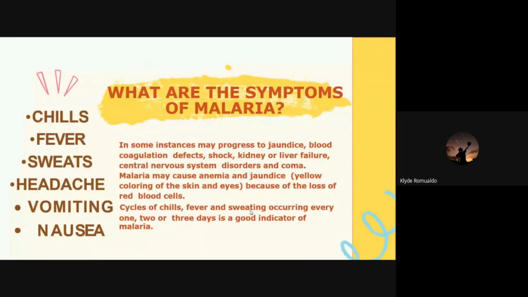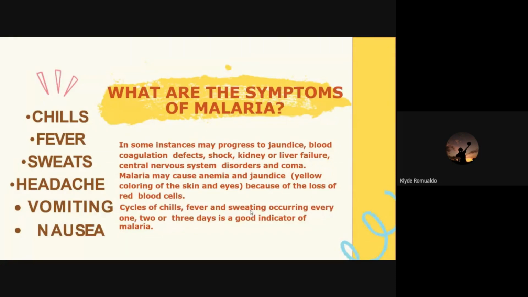Naranasan nyo na bang magka-dengue? Well, ako po, naranasan ko ng magka-dengue. Naranasan ko din na pong ma-hospital dahil sa dengue. And muntik na din po akong matigok dahil sa dengue. And I may say na possible na similar sila ng symptoms. But hindi po sila magkapareho.